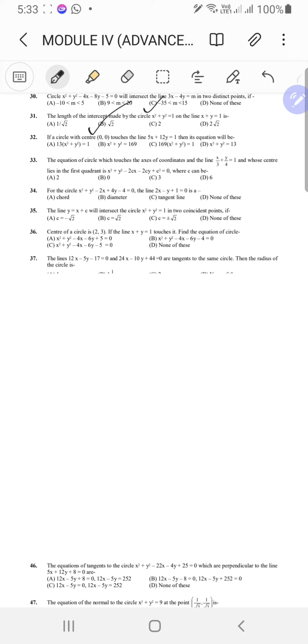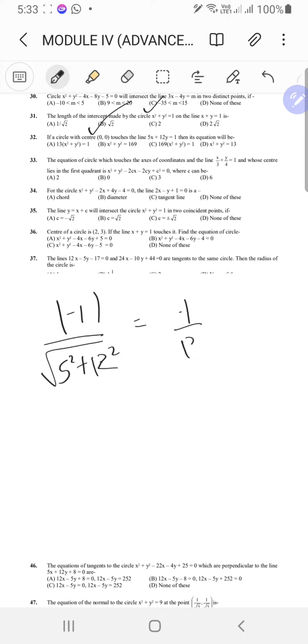Okay, if a circle with center 0 comma 0 touches the line 5x plus 12y equal to 1, then its equation will be, okay, so it touches this line, which means that its radius is actually the perpendicular distance from the center to the line, right? So let's just find that. It's going to be the mod of minus 1 upon the square root of 5 squared plus 12 squared. Well, that's 13 squared. So this is just 1 upon 13, so that is our radius.